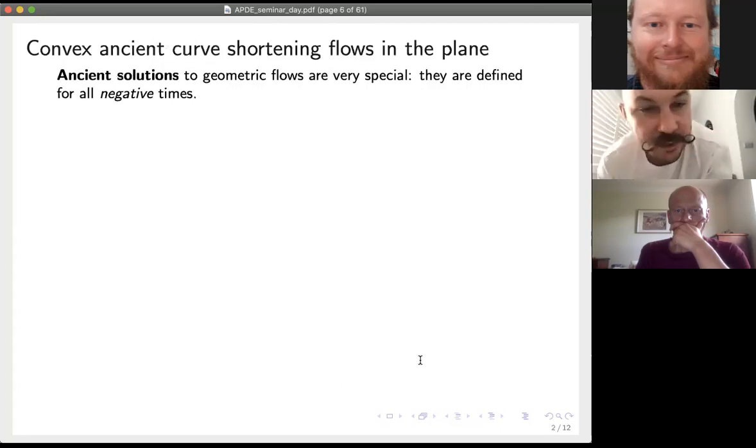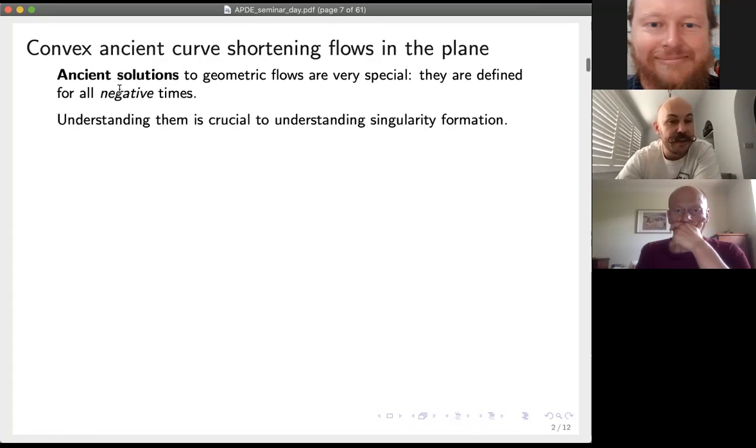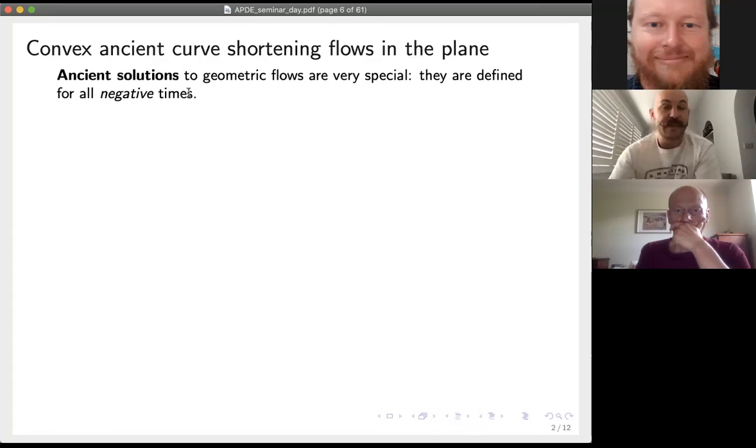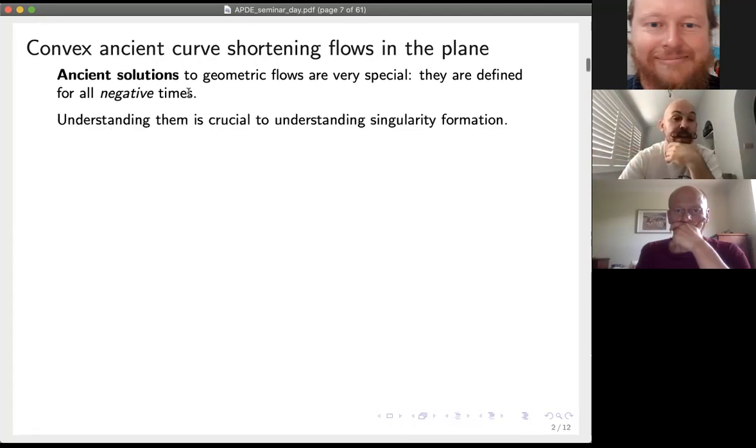Okay, ancient solutions. What's an ancient solution? Those are very special solutions to parabolic equations more generally, but in particular geometric flows. They're called ancient because they're defined for all negative times. This makes them quite special because diffusion has acted for a very long time. We expect them to be very rigid. Think Liouville theorems. Think Bernstein's theorem for minimal surfaces. Understanding them is crucial to understanding singularities. When you model singularity formation in these flows, you zoom in and take a limit, a standard blow up procedure in geometric analysis. What you get is an ancient solution.